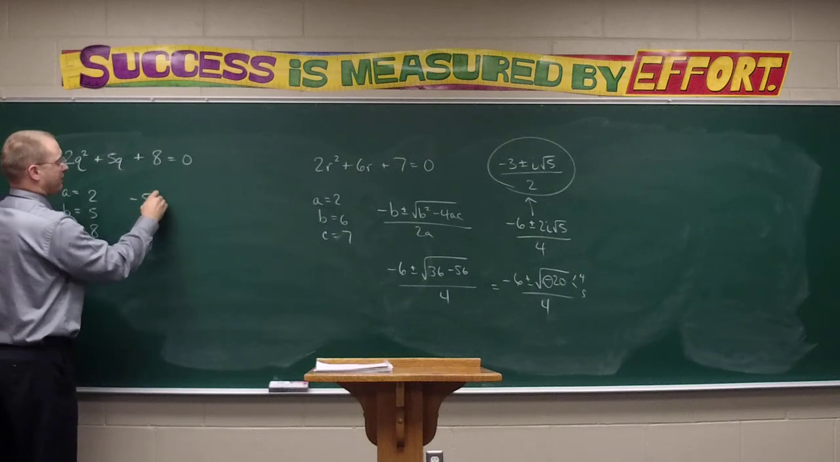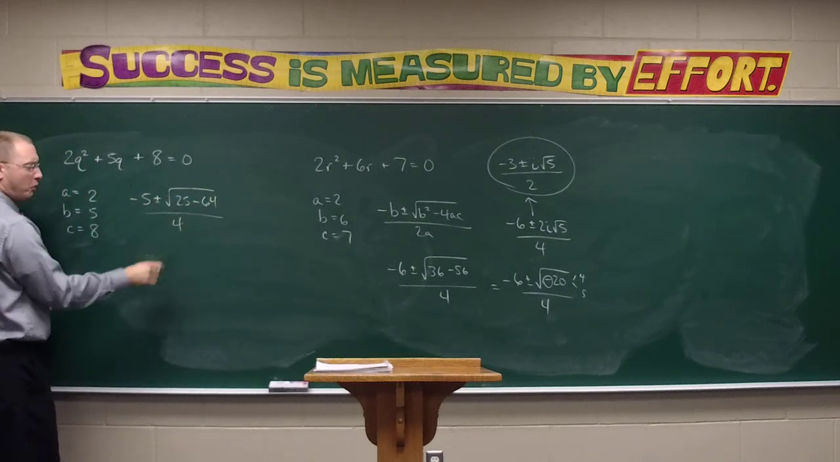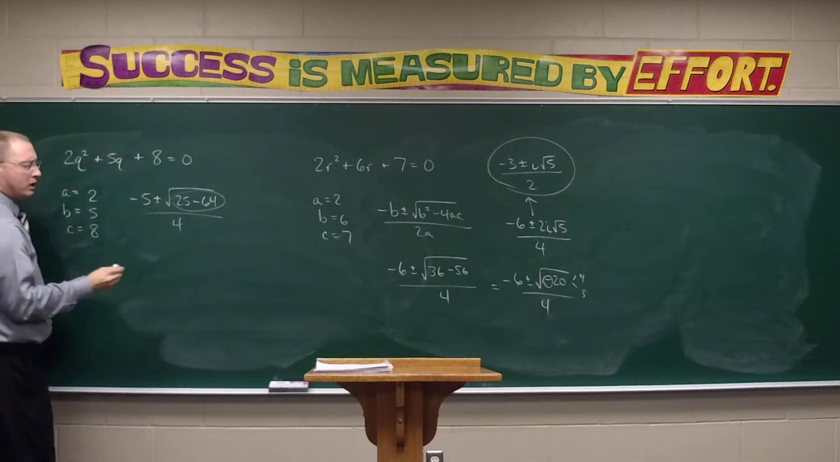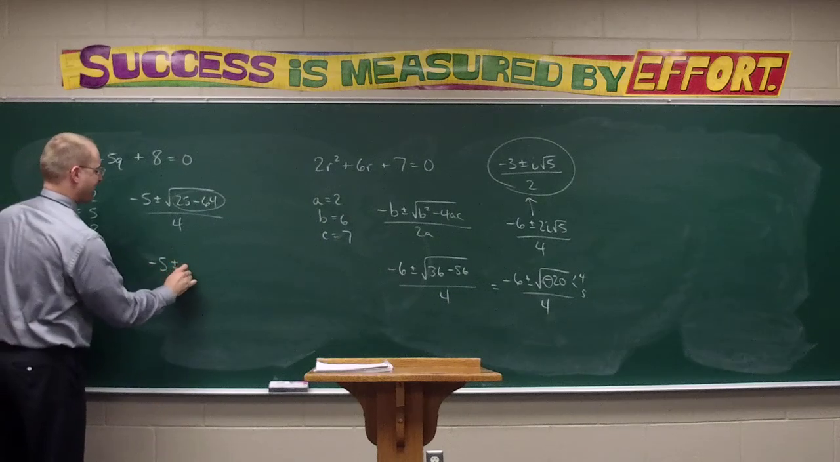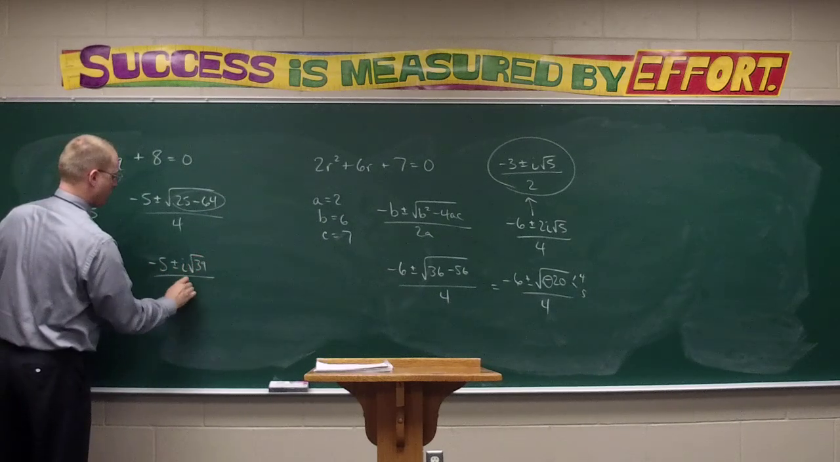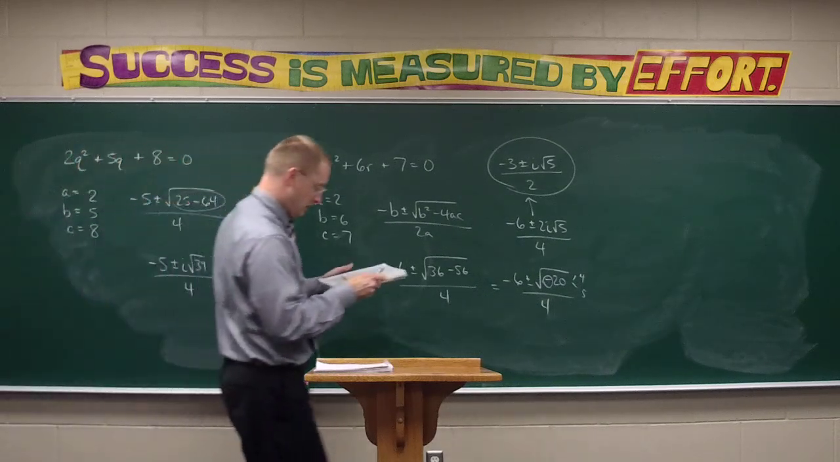What is it? Negative 5 plus or minus square root of 25 minus 64 all over 4. 25 minus 64. Negative 39. So negative 5 plus or minus i times the square root of 39 over 4. Not pretty, but it is correct. I'm going to have this for 23. All right, questions on 23. Number 24, how do I write my equation, Genesis?